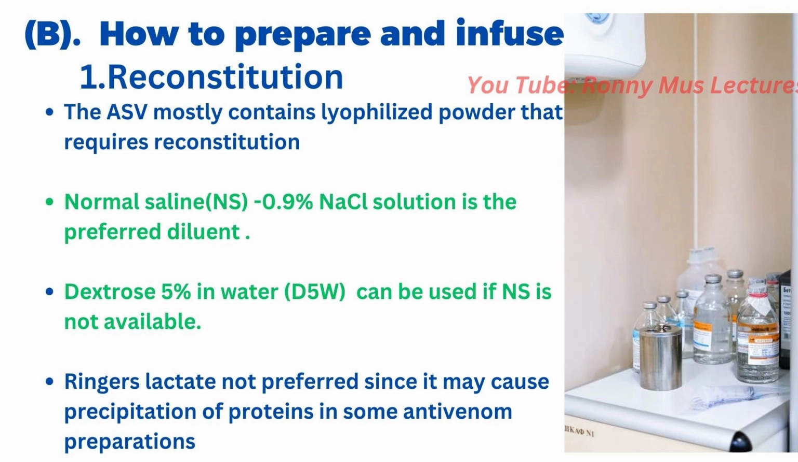We start by looking at reconstitution. We can say that the ASV mostly contains lyophilized powder that requires reconstitution. So the fluids that you can actually use include normal saline, that is the isotonic solution, 0.9% sodium chloride solution. And that one is the most preferred. If it is not there, you can use dextrose 5% in water.